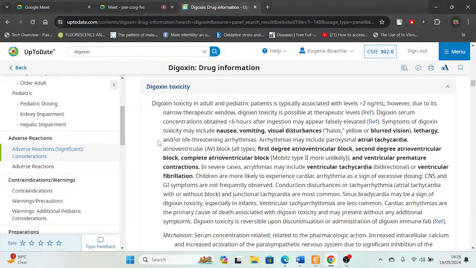So bradycardia. What again? Digoxin can cause second and third degree heart block. It can cause heart block. What is second degree heart block? What is first degree heart block, second degree heart block, and third degree heart block?